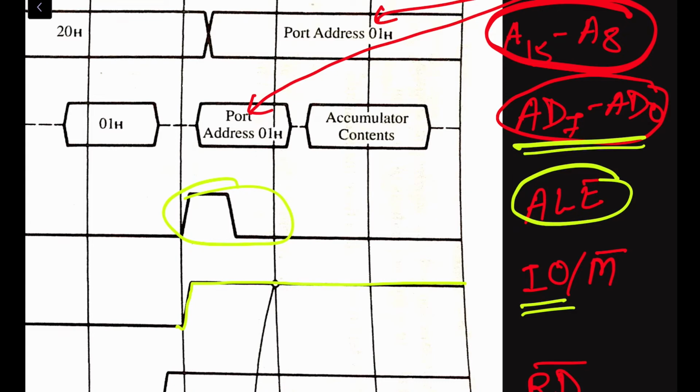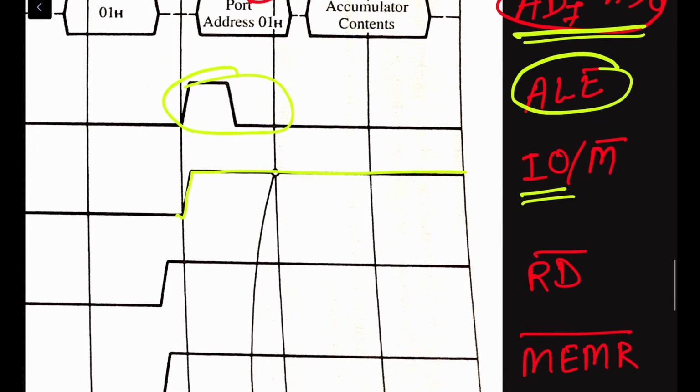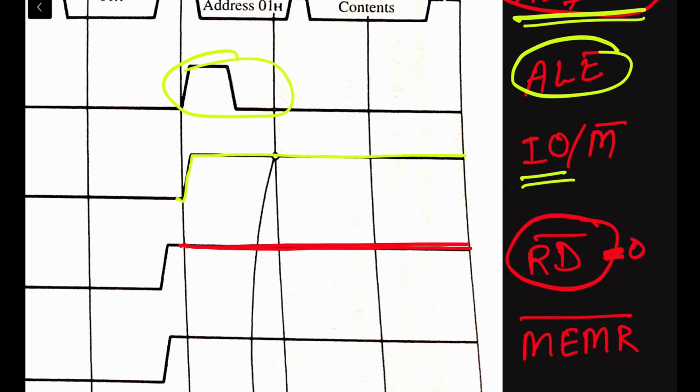Now let us go to the read bar signal. This is the write operation, therefore the read bar signal will be high. This is an active low signal. This read operation will be performed only when the read bar signal is equal to 0. As it is an input output write operation, this signal will be high during the entire period of this machine cycle, that is, during all the 3 T states.